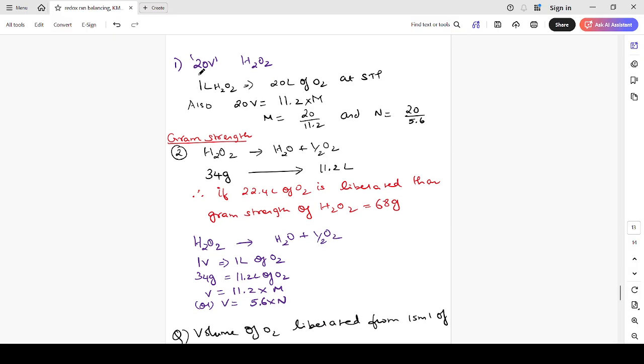Now in this question they give you 20 V hydrogen peroxide. Calculate the molarity and normality. Volume strength is equal to 11.2 times molarity. They have given the volume strength value as 20, so just substitute it: 20 is equal to 11.2 times molarity. From this you can calculate molarity. Similarly, volume strength is equal to 5.6 times normality. Substitute it to get the value of normality.